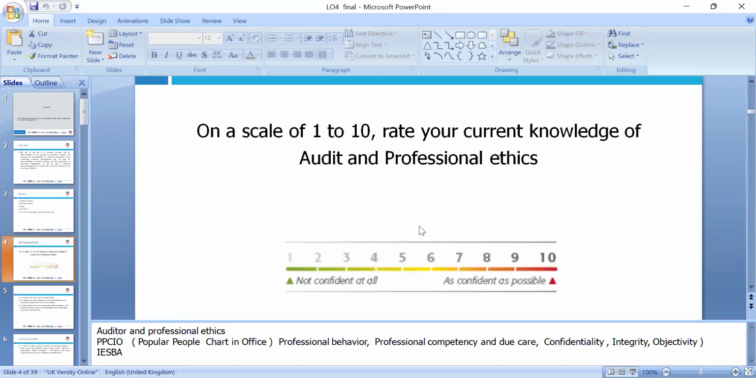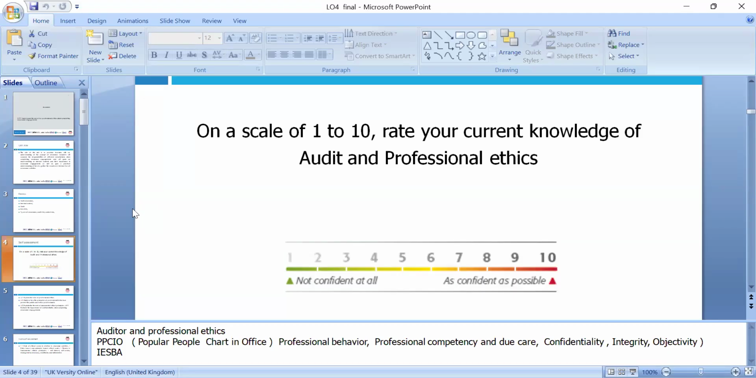To remember ethics properly, you need to remember the words "popular people chat in office". Some people are very famous, they carry on chatting a lot in offices. First P, professional behavior. As a professional person, we have to keep professional behavior, not conflicting or biased information, working in the best interest of the public and stakeholders, and drawing the safeguards. Professional competence means up-to-date knowledge, as a professional accountant, because rules carry on changing. Every year we need a minimum of 35 hours of CPD, continuous professional development.